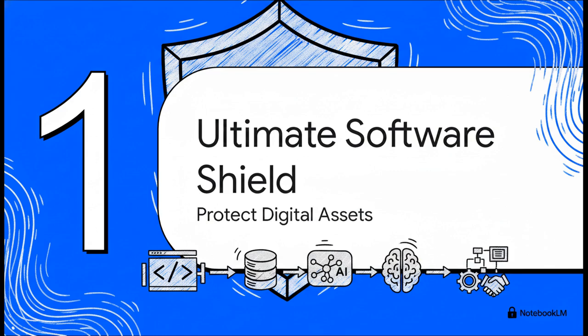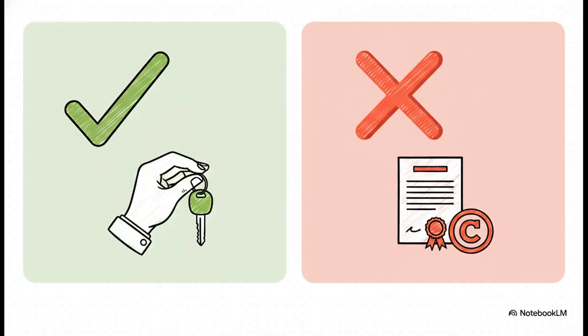Section 1, the ultimate software shield, protecting your digital assets. Now, you might be wondering how this actually works. Well, here's the fundamental magic of a software license. Your customer receives permission to use the software, right? Plus some limited operational and access rights. But they absolutely do not receive ownership, copyright, source code rights, or redistribution rights. You are essentially handing them the keys to drive, but you're definitely keeping the title to the vehicle.